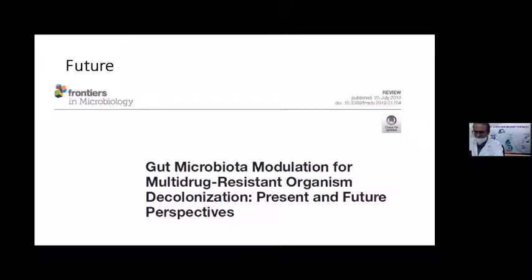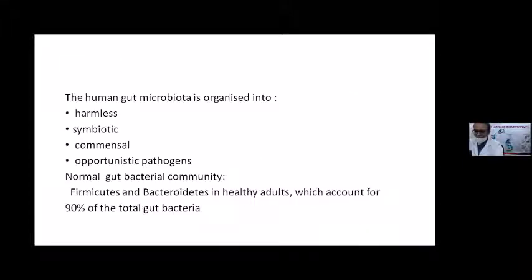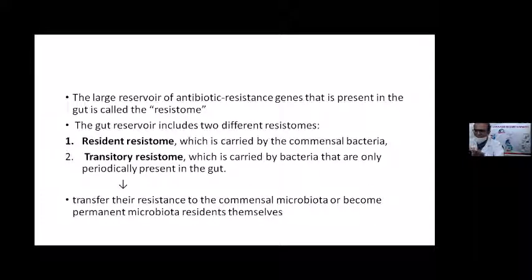So now, what is the future? Gut microbiota modulation for decolonization of MDR organisms is the future. It is said that our gut contains around 10 to the power 13 bacteria, and these bacteria can be classified as commensal, symbiotic, and opportunistic. Of the normal gut bacteria, 90% of the gut microflora includes two groups, Firmicutes and Bacteroides, which are the predominant ones. The genes harbored by these bacteria are called the resistome. So the resistome is the set of genes harbored by the bacteria present in the gut.